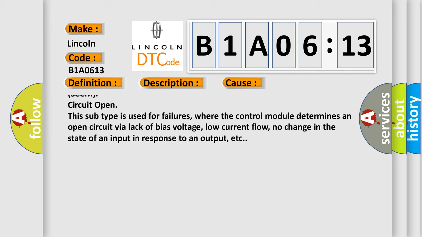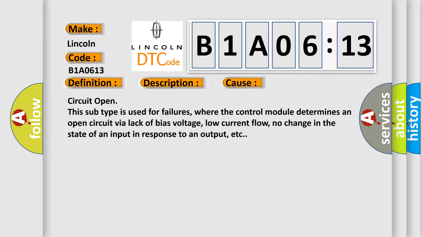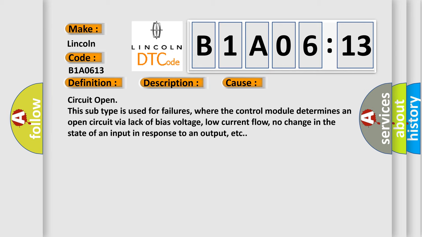This subtype is used for failures where the control module determines an open circuit via lack of bias voltage, low current flow, no change in the state of an input in response to an output, etc.